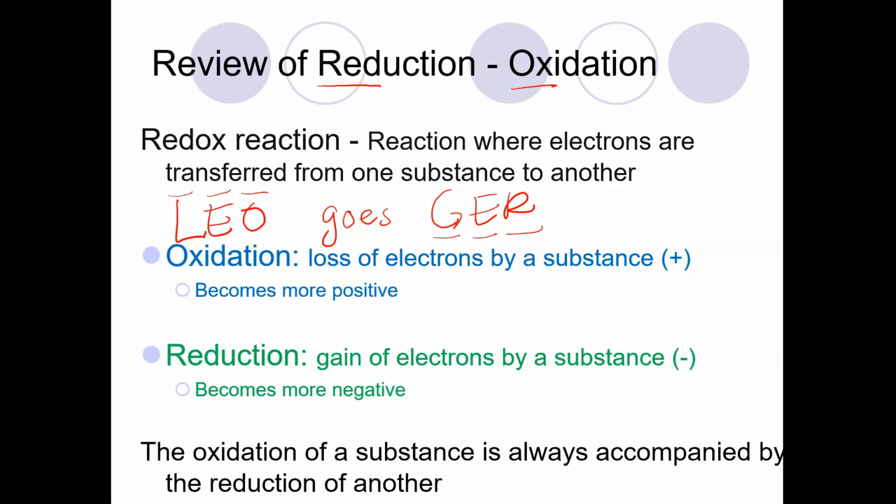So oxidation and reduction always have to go together. In one reaction, there has to be something that's oxidized and something that's reduced. If you think there's 2 reductions, or 2 oxidations, or only one and not the other, you're wrong. So you need to go back and check it out.